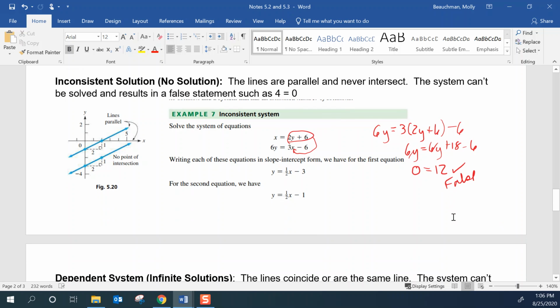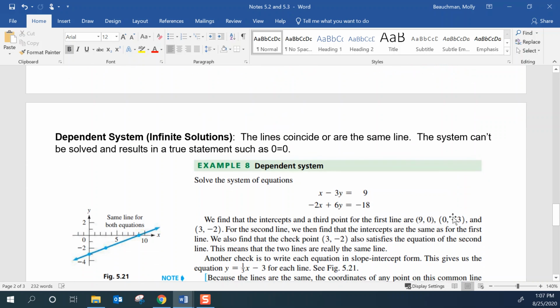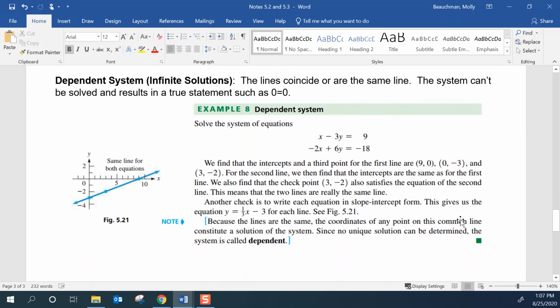Next type of solution that could happen is something called a dependent system, where we get an infinite number of solutions. So the lines coincide or they're the same line. The system can't be solved and results in a true statement such as 0 equals 0. If you take a look at the two equations we have here, if you solve them both for y, both of them end up being y equals 1/3 x minus 3. They're multiples of the same line. So when you graph them, one is just graphed on top of the other.